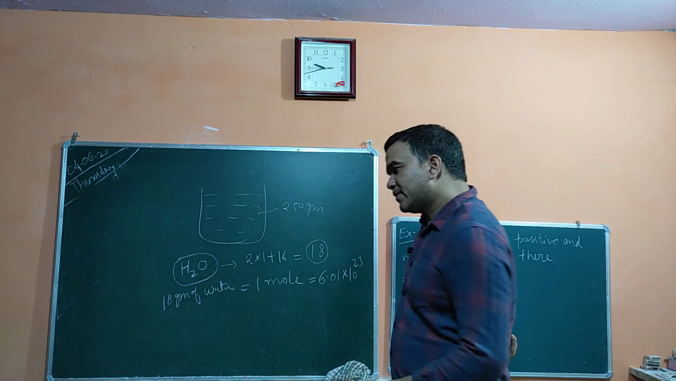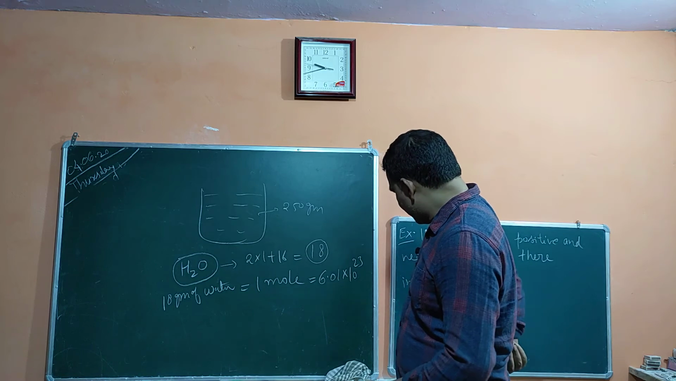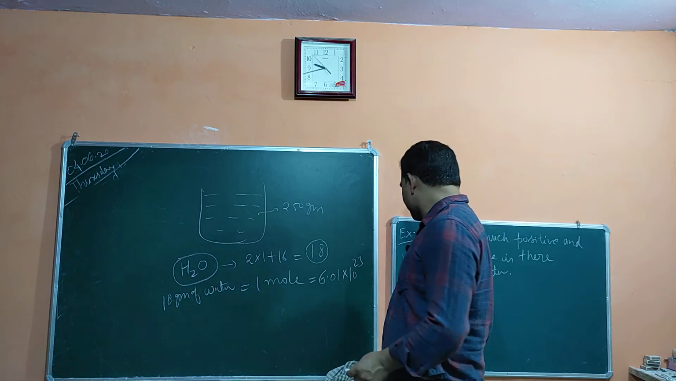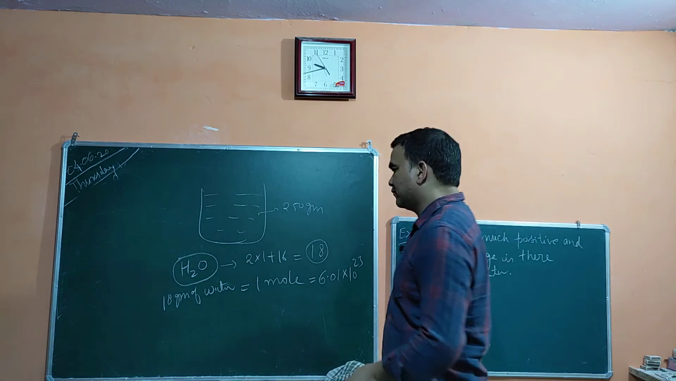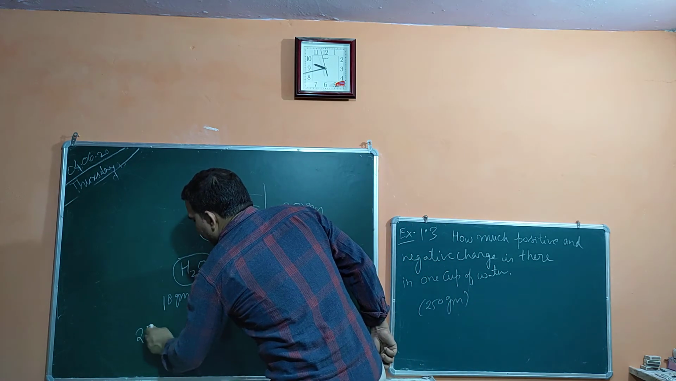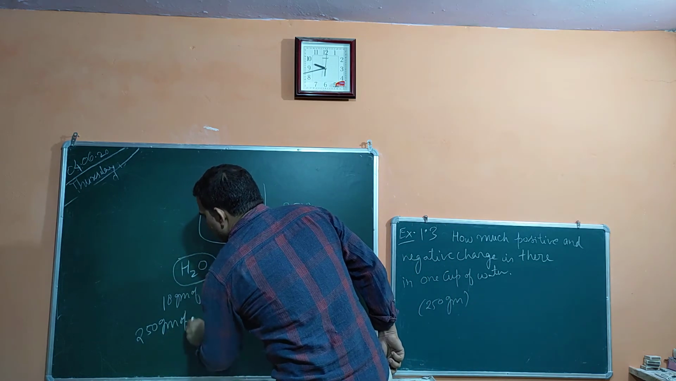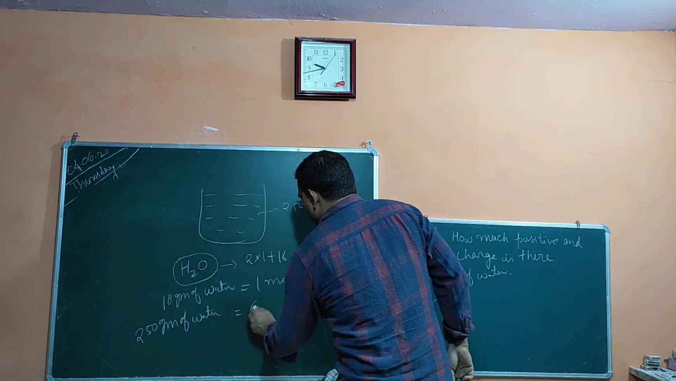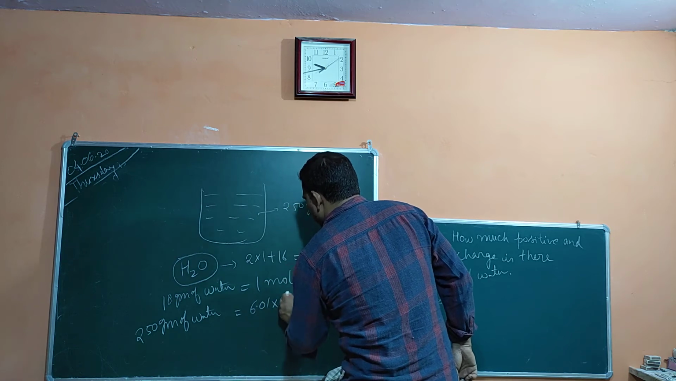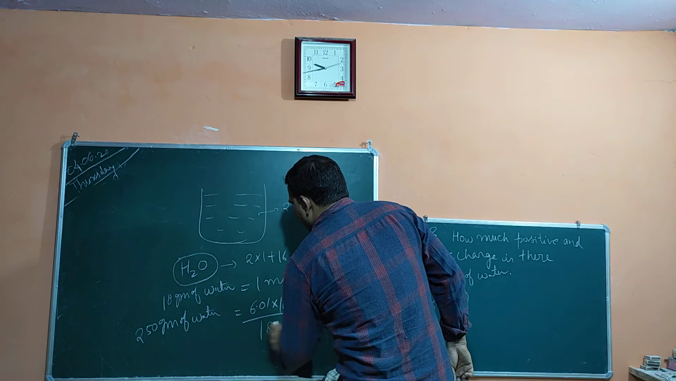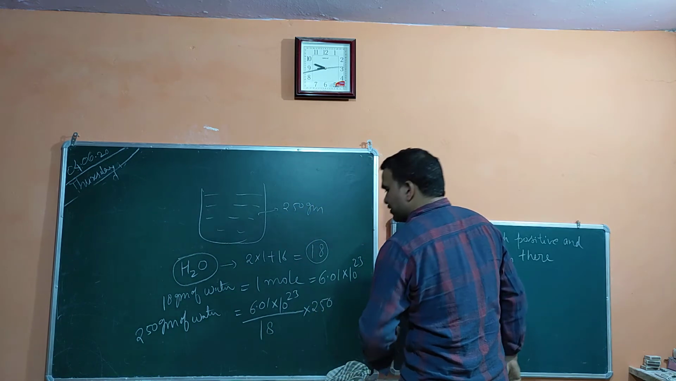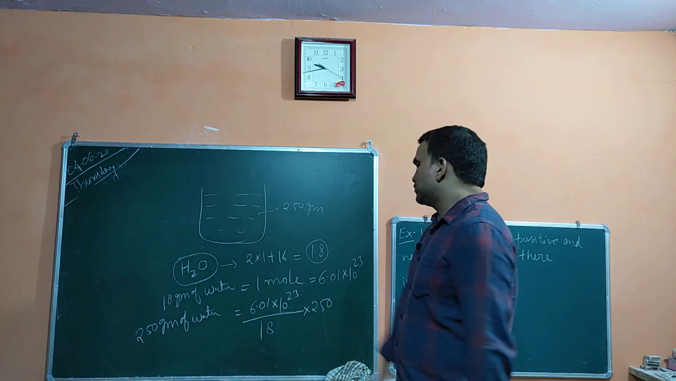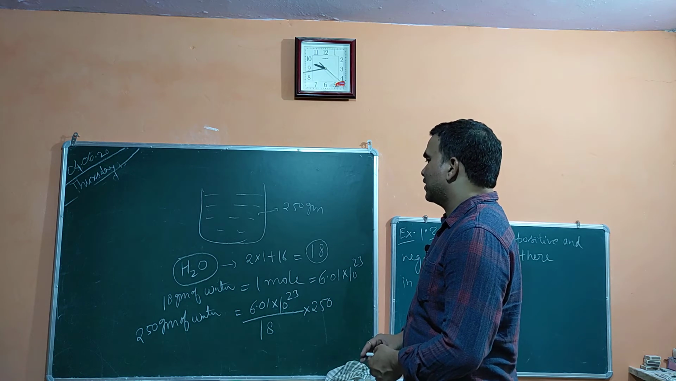So what we need to find is the total number of molecules in 250 gram of water. So in 250 gram of water, we have 6.01 into 10 to the power 23 divided by 18 into 250 gram. So this much is the number of molecules we have.